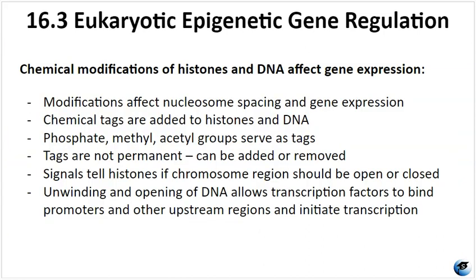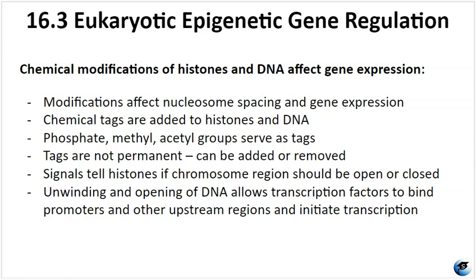Chemical modifications of histones influence the spacing of nucleosomes, which in turn affects whether a gene is turned on or off, right? So specific chemical tags, such as phosphate, methyl, and acetyl groups, are added to histones in DNA. These tags act as signals telling the histones whether a particular chromosomal region should be open or closed. Importantly, these modifications are not permanent and can be dynamically added or removed as needed by the cell.